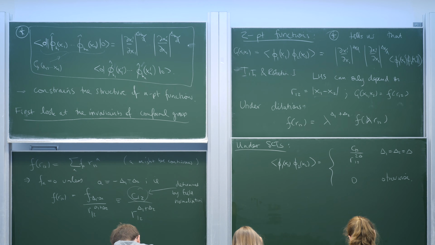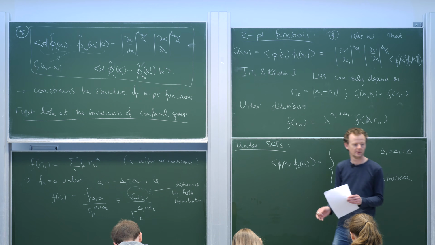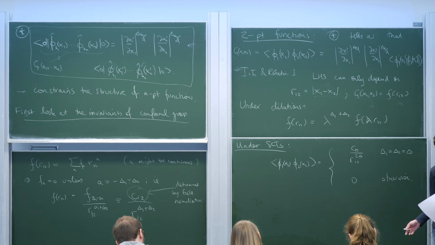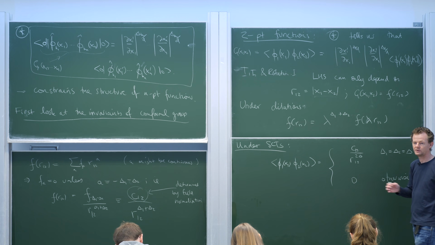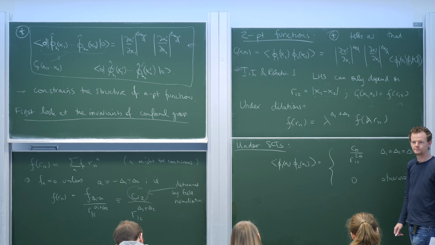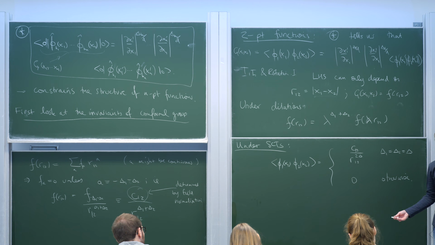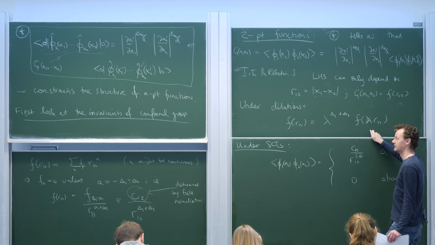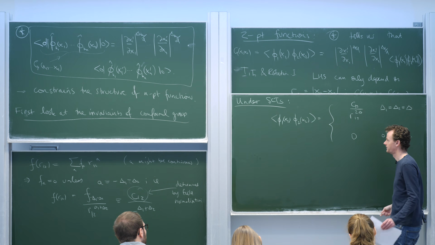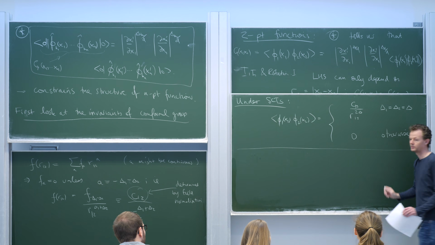So if you solve your system and you find that you have two fields, perhaps with differing scale dimensions, and then you compute their two-point correlation function and you get something that's not 0, if these two dimensions are different, then you know it's not conformally invariant. Well, at least it's not invariant under the full global conformal group. It's invariant under the subgroup generated by translations, rotations, and dilations. And that's the full story for the two-point functions.